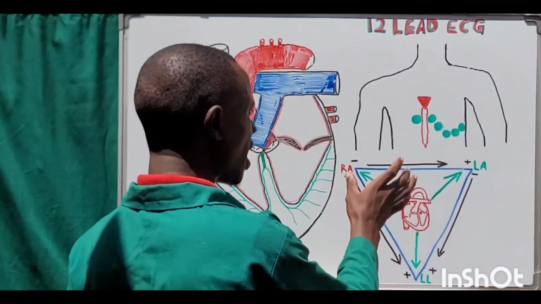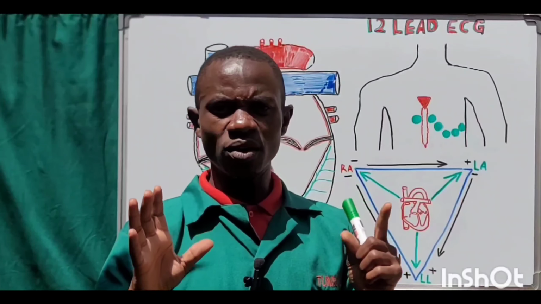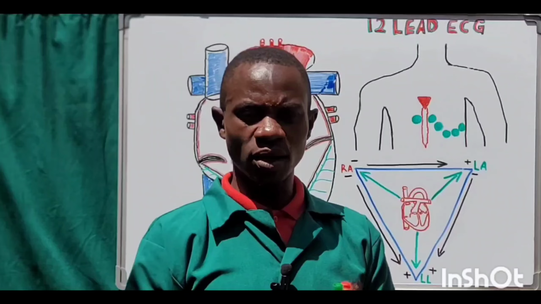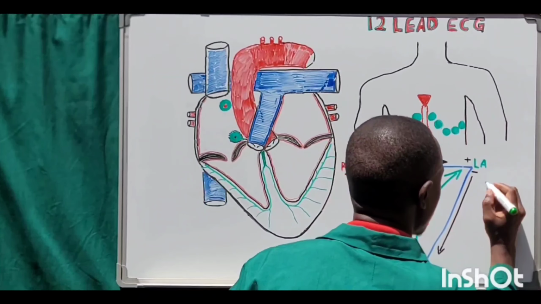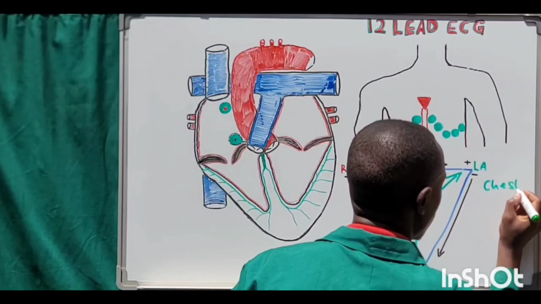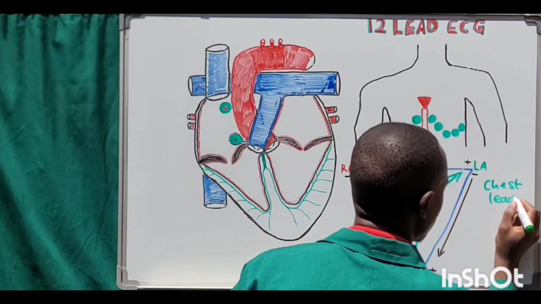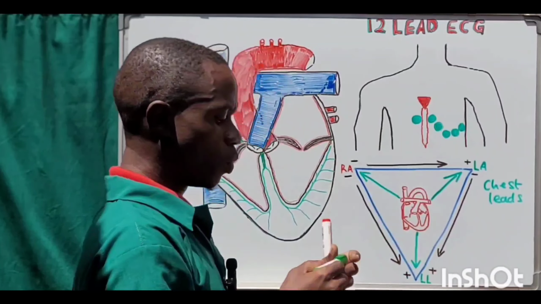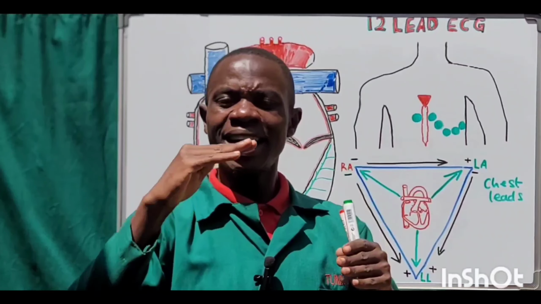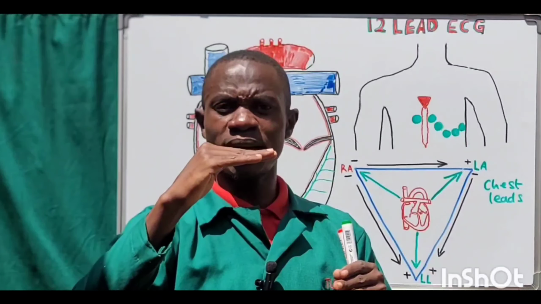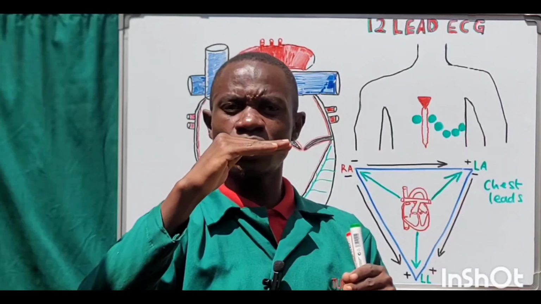Now, when you come over here, we have three categories of the leads. What are these three categories of the leads? We have those leads which we call the chest leads. When we talk about the chest leads, these are the leads which are going to be looking at the heart in a horizontal plane, okay? In that transverse horizontal plane.